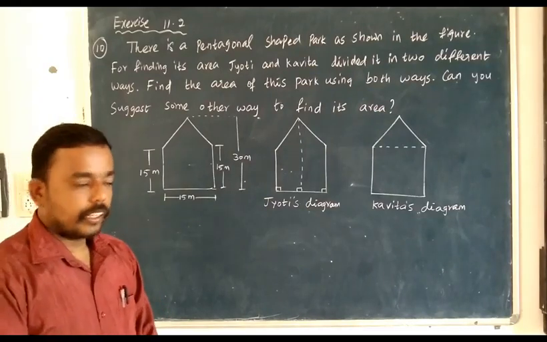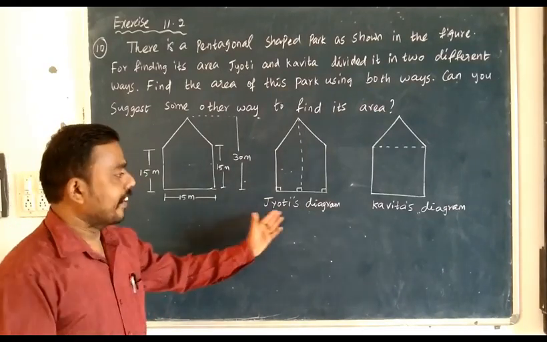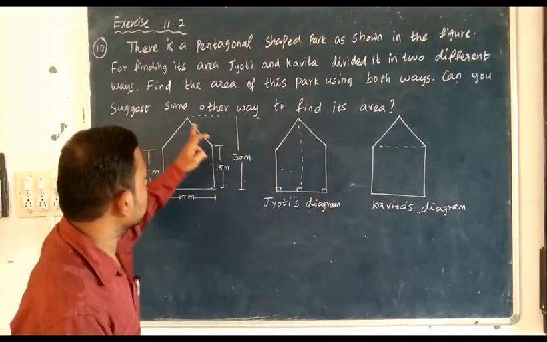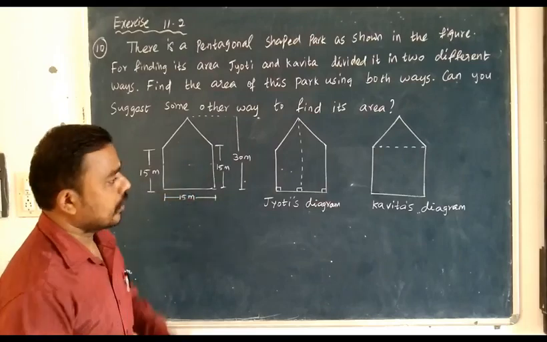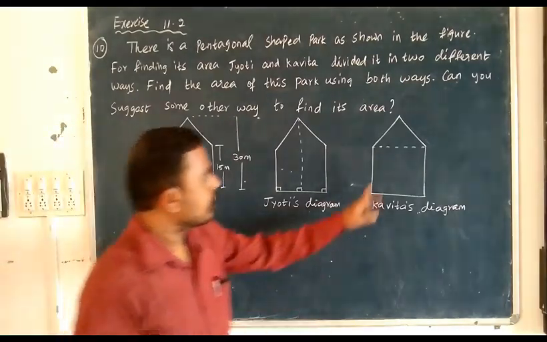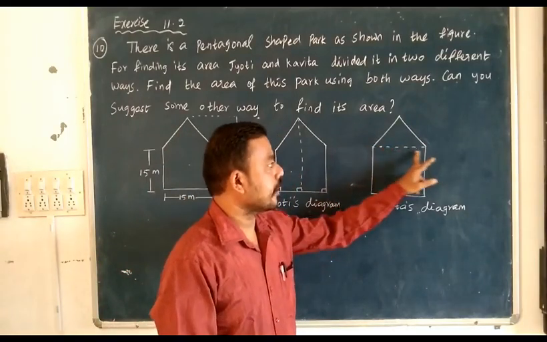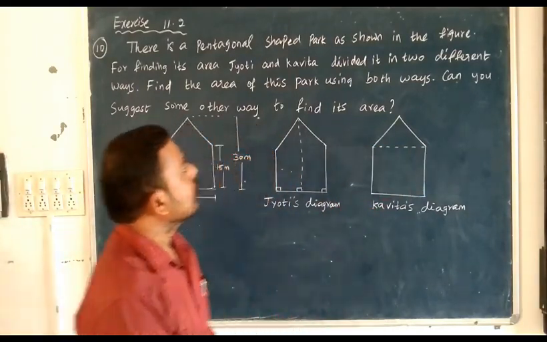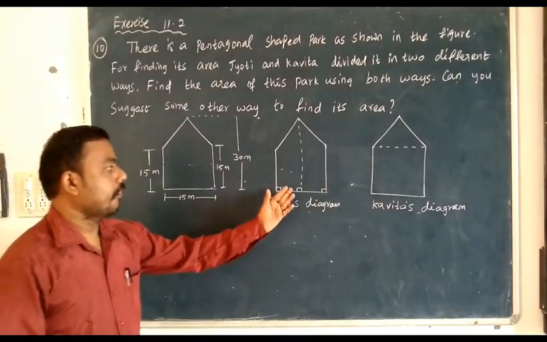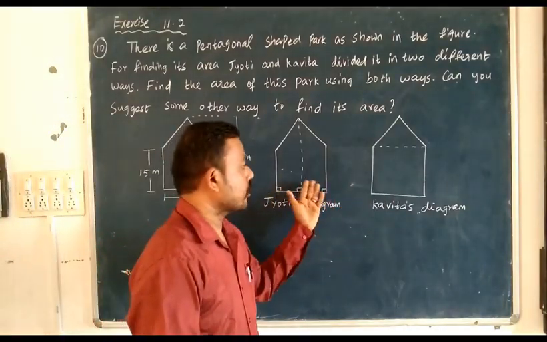That is, Jyoti divided this diagram by using this line. Introduce one line here. And Kavita introduced another line. This is the horizontal line. This line introduced. Find the area of this part using both ways. We need to find that area using both ways.